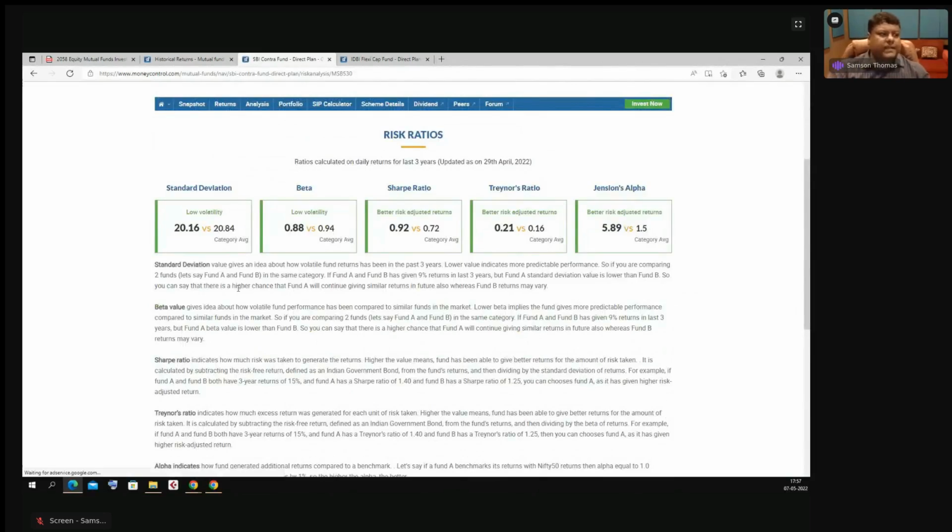So you see there are measures that are used to check risk adjusted returns: Sharpe ratio, Treynor's ratio, and Jensen's alpha. These are some of the ratios that are used to find out how much risk the fund is taking. Okay, so standard deviation is the volatility in terms of return. So a low volatility is better. The category average is 20.84, while the volatility for this fund is 20.16, which is lower than the category.